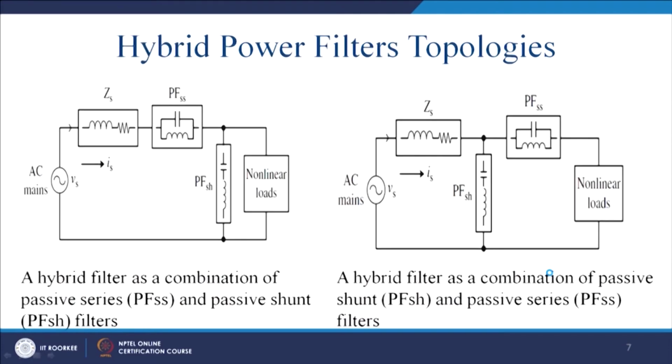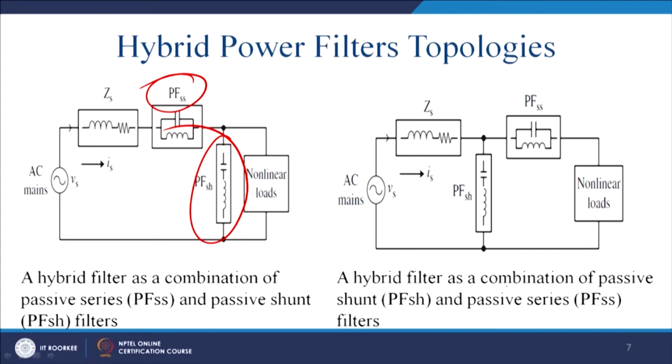So, let us see that the hybrid filter is a combination of the passive series filter and the passive shunt filter. So, you have this one, it is a passive series filter, and this one is your passive shunt filter. This combination we also call a hybrid, but it is no longer an active power filter, it is called a passive filter. In the same way, the hybrid filter as a combination of the passive shunt and the passive series is also possible.